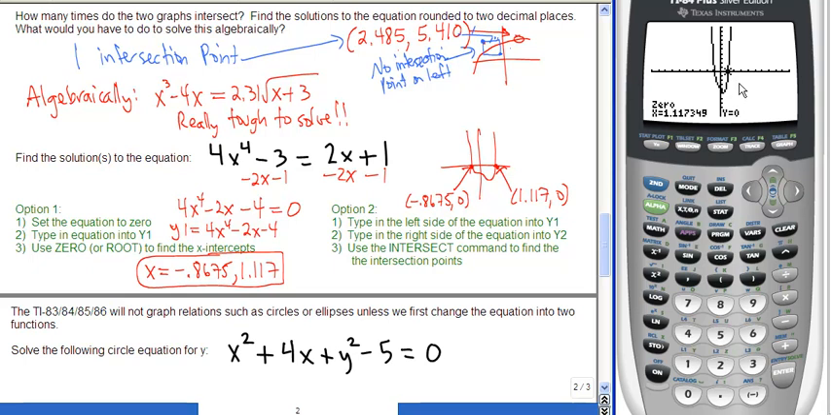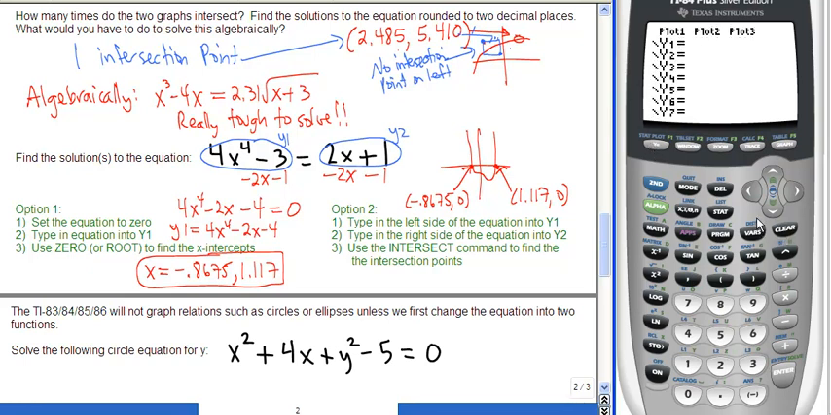So that's one way to do these kinds of problems. The other option is to not move any terms around at all, and instead let y1 be this equation on the left side, and let y2 be this equation on the right side. So let's go back to y equals, clear this out, and type in 4x to the 4th minus 3. There's our left side equation. Then I'm going to arrow down to y2 and type in 2x plus 1.